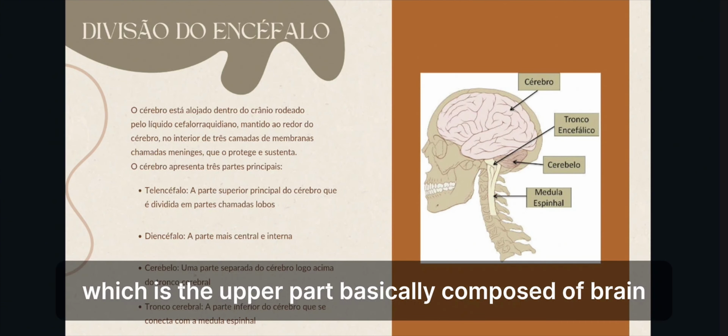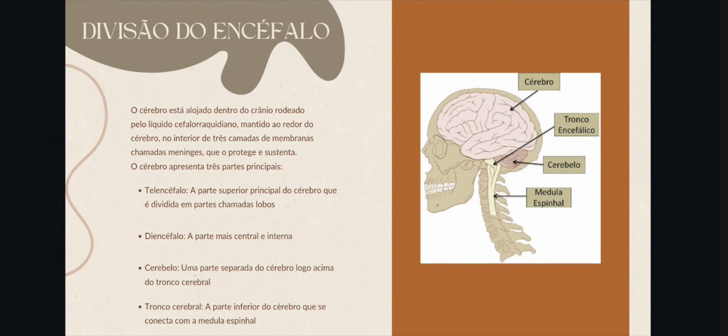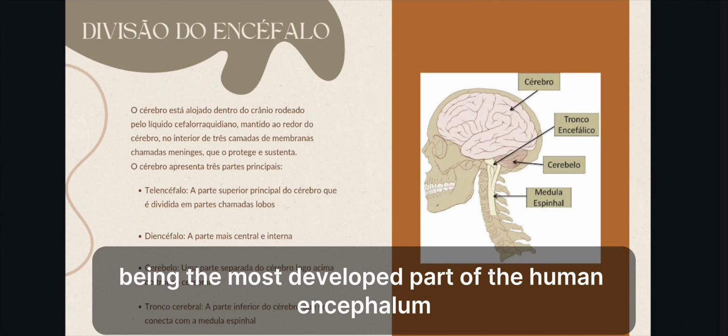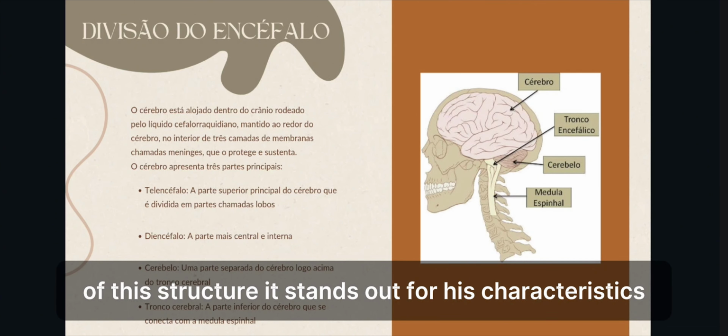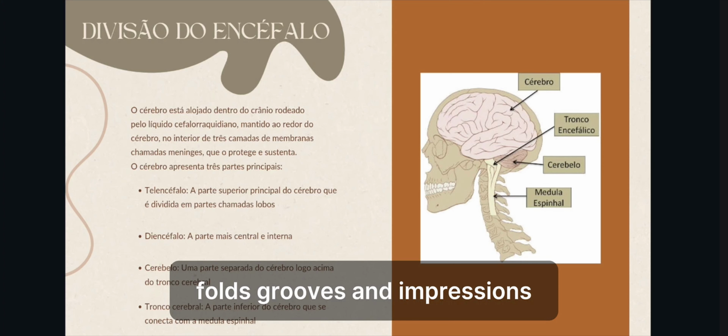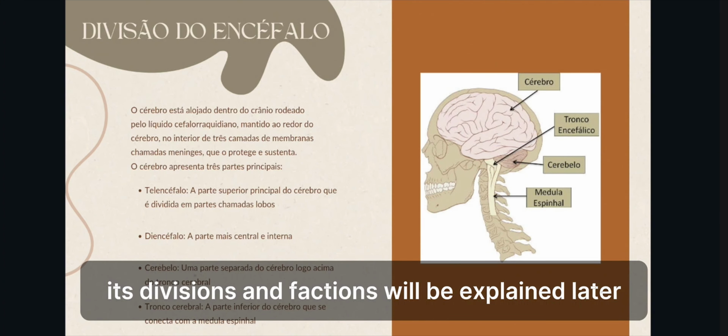Telencephalon, which is the upper part basically composed of brain. This being the most developed part of the human encephalon, it represents around 78% of the weight of this structure. It stands out for its characteristic folds, grooves, and depressions. Its divisions and functions will be explained later.